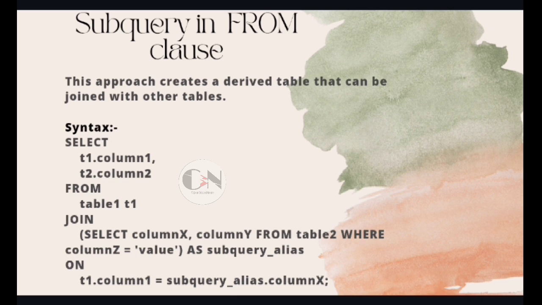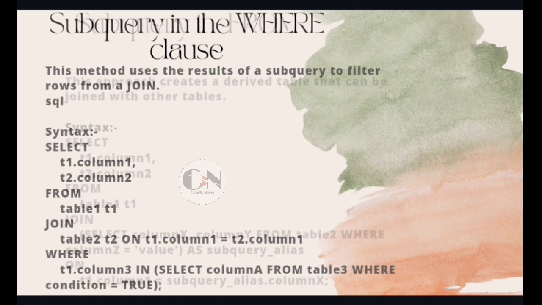The subquery select columnX, columnY from table2 where columnZ = value is executed first. Then its results are given an alias, subquery alias, and treated as a temporary table. This temporary table is then joined with table1.